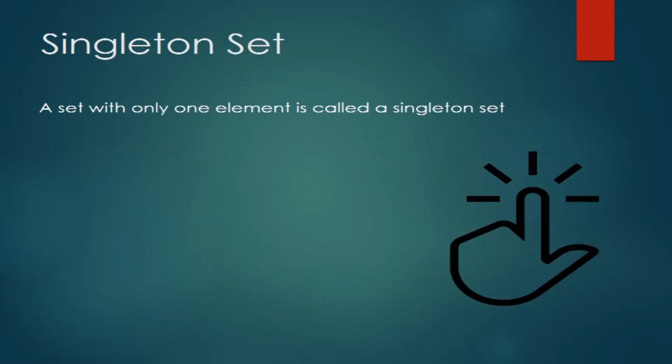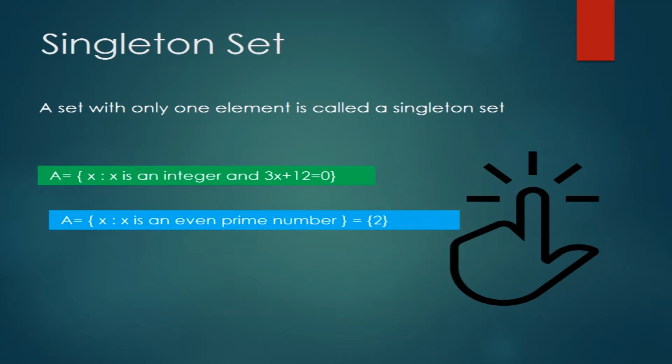Singleton set. A set with only one element is called a singleton set. Example, A is a set of integers such that 3x plus 12 is equal to 0. In roster form, it is A = {x : x is an integer and 3x + 12 = 0}. Minus 4 is the only value that will be in the set. The set of even prime numbers is also an example of a singleton set because 2 is the only even prime number. This was all about the types of sets.